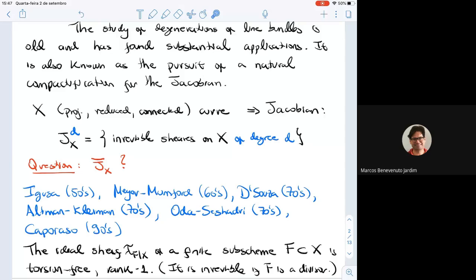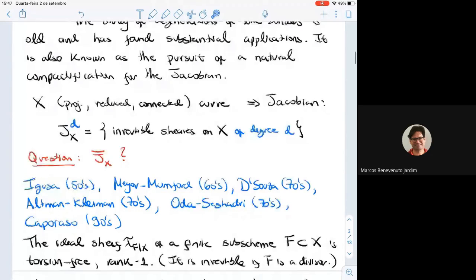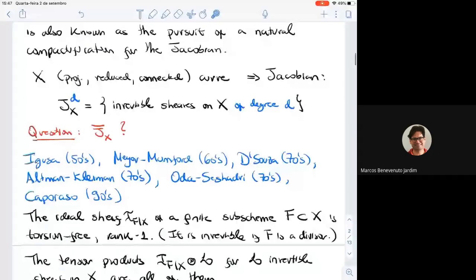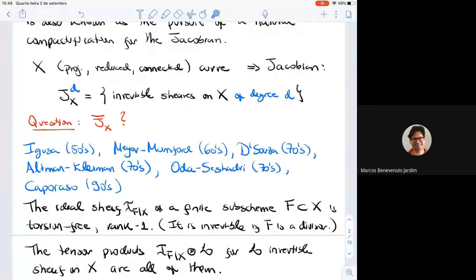So you can see why Mayer and Mumford made this suggestion, because you can have a subscheme which is a divisor degenerate to something which is not locally principal, not a divisor. Then you can look at the ideal sheaves and look at the degeneration of the sheaves. And in general, a torsion-free rank-one sheaf is just a modification of the ideal sheaf, just by tensoring it with an invertible sheaf. These are all of them.